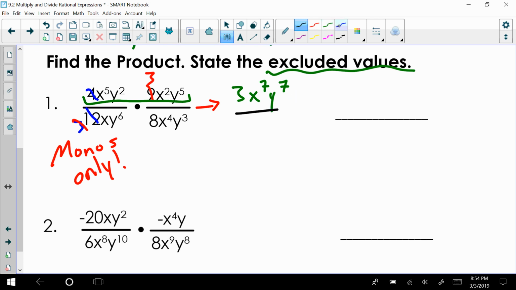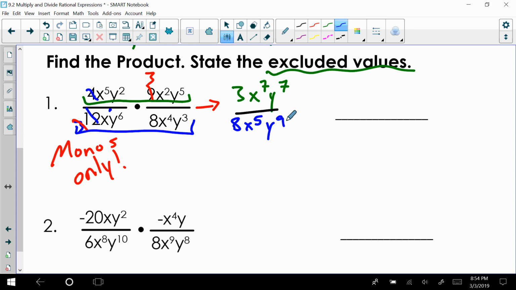Divided by, okay, well, what's on the bottom now? Okay, well, I'm looking at this. Well, nothing there. I got an 8. X to the first there, so that'd be x to the fifth after I multiply it. Y to the sixth times y to the third is y to the ninth.